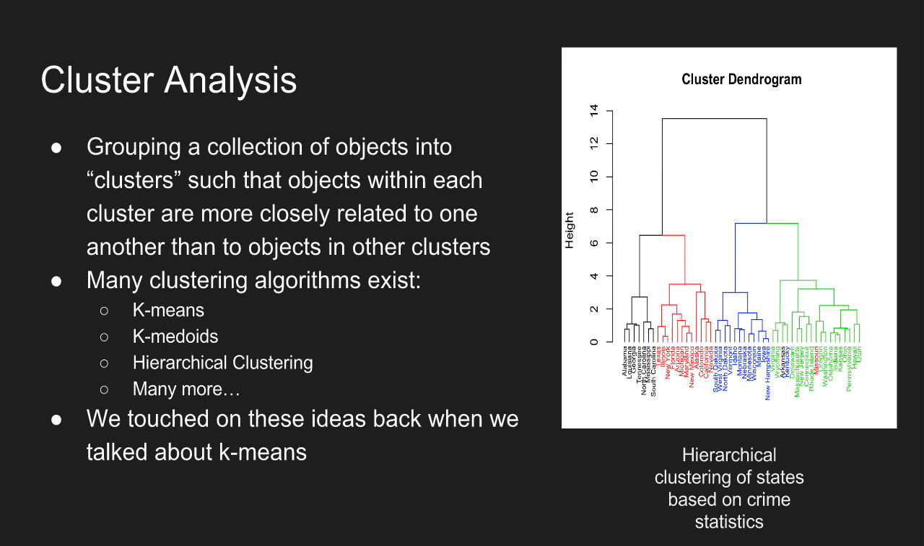We have crime data for states, and we don't have labels for different states. So we're trying to group states with similar crime statistics. You see that all the black states have very similar crime statistics, the red ones are similar, and so on. That's an example of hierarchical clustering.